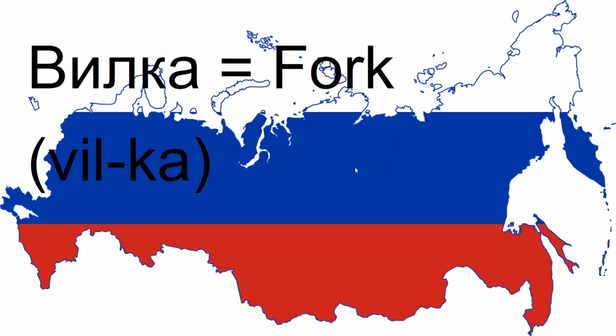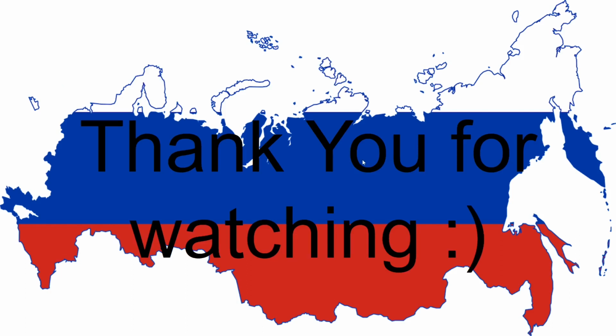Next we have the word for fork, which is вилка. Вилка, which just means fork. Don't ask me why вилка means fork in Russian. I do not know, but вилка means fork. That's it. That's 5 new words that you just learned in Russian.